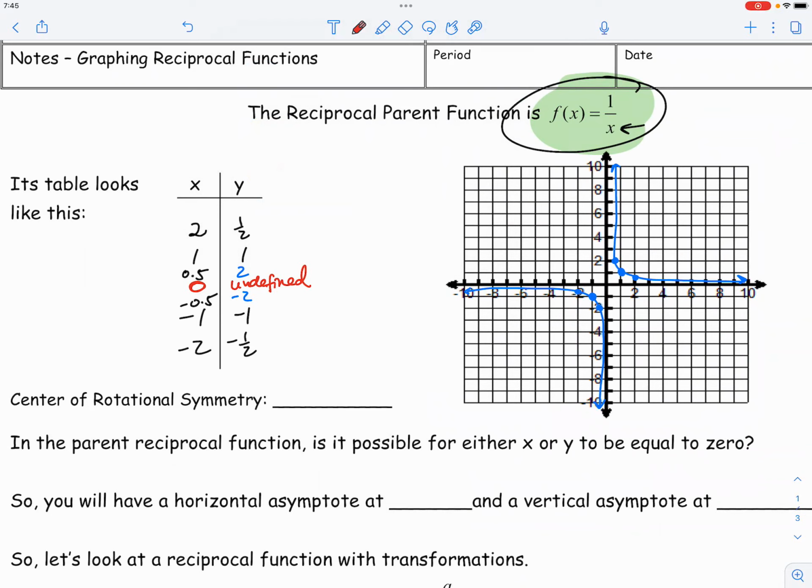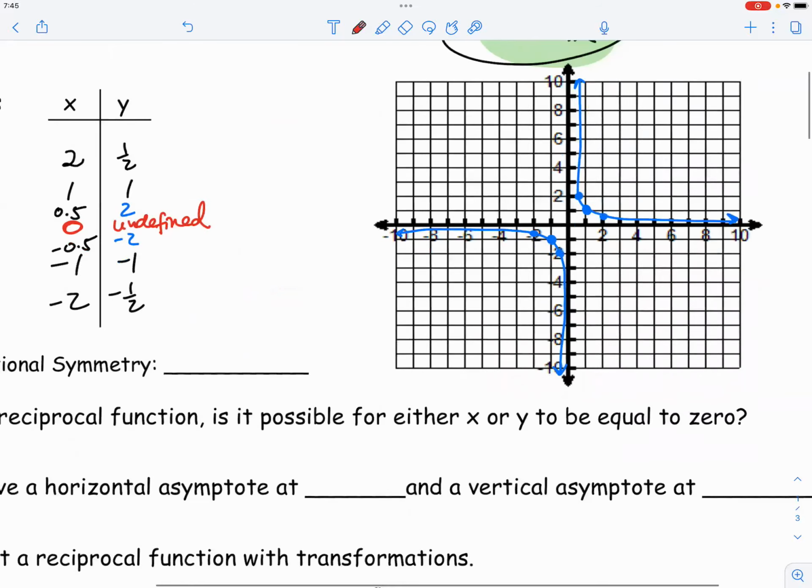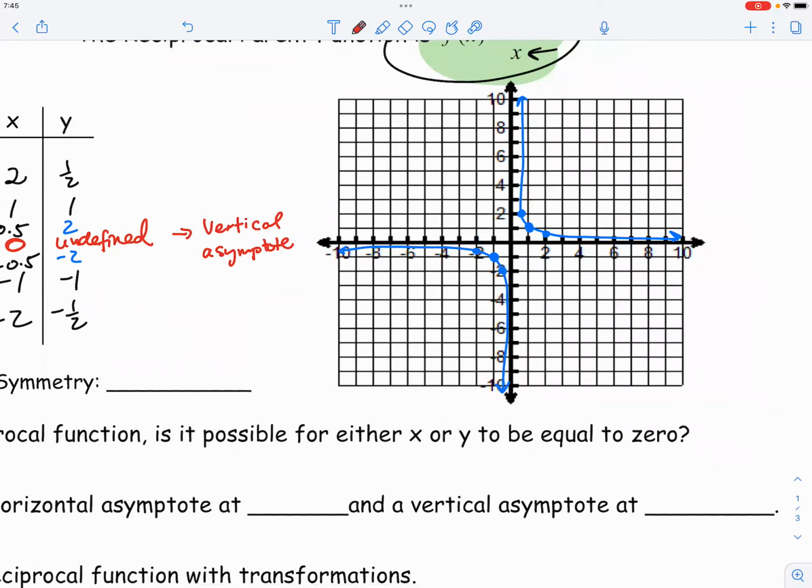Okay, remember what we did with all the restrictions? We said we don't want the denominator to become 0 because it will become undefined. And how does it show on the graph when it's undefined? And this is why I use red color in this case. That becomes our so-called vertical asymptote.